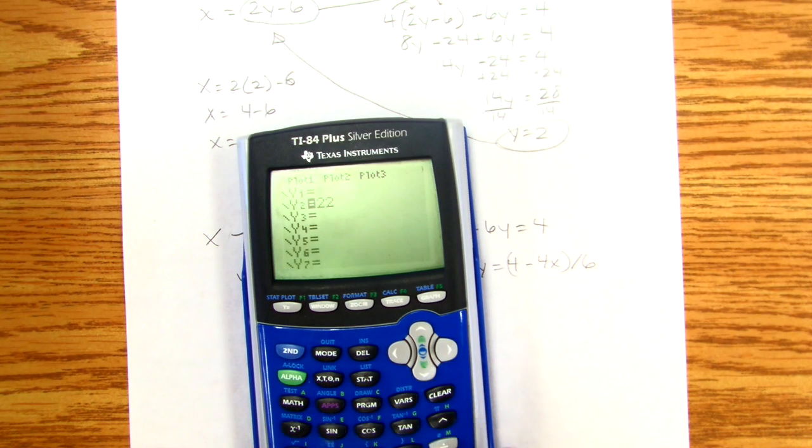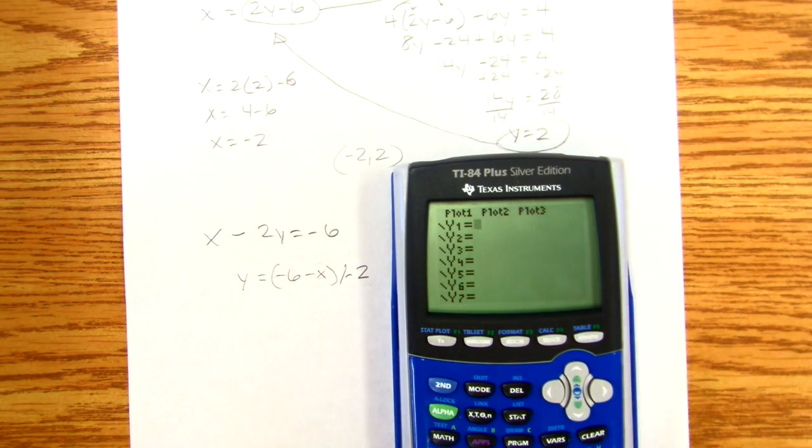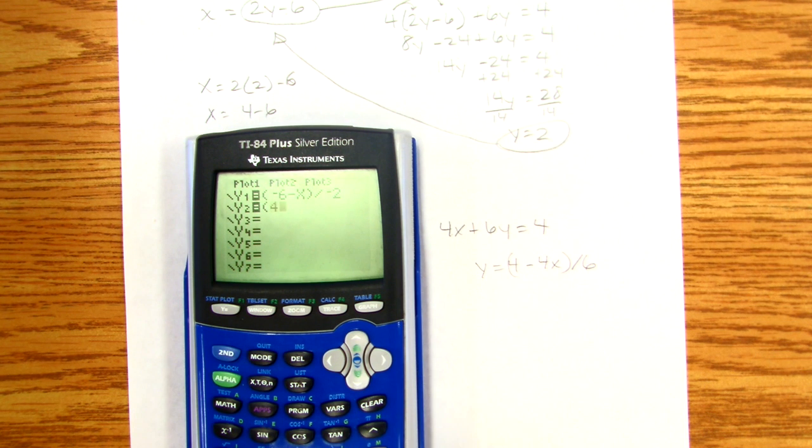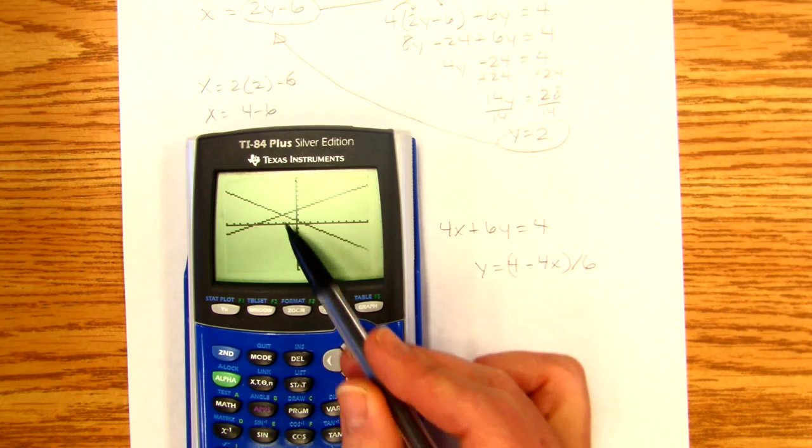So now I can go to y equals and type in these expressions: parentheses, negative 6 minus x, end my parentheses, divide by negative 2, and then my other one was parentheses 4 minus 4x, divide by 6. And then I told you guys, let's always start with zoom 6. It's usually a fairly decent window, and I can see my intersection.